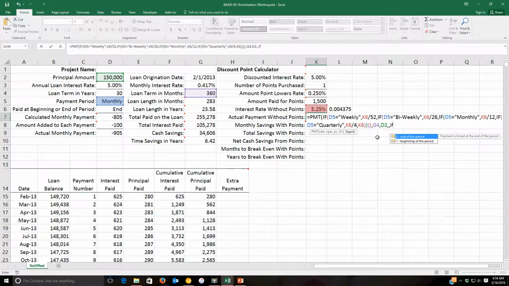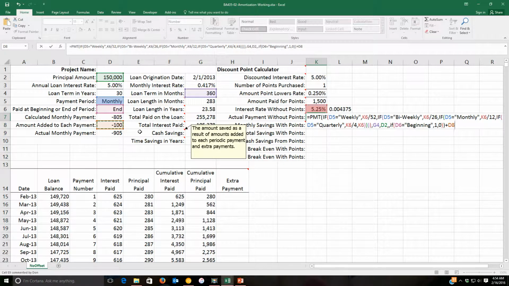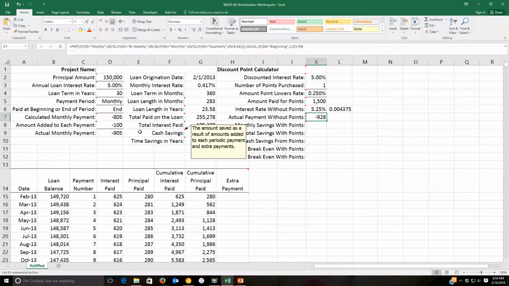And for this, we're going to do what we did previously. We're just going to use the IF statement to take a look at what we selected. And if we selected beginning, then we're going to set that to a 1. Otherwise, we'll set it to a 0. Close off our parentheses. And then we want to be sure to include any additional payments that we might have decided to make. We want these to be comparable. So we've decided, in this case, to increase our monthly payment by $100. Close that off. And we have our payment amount.